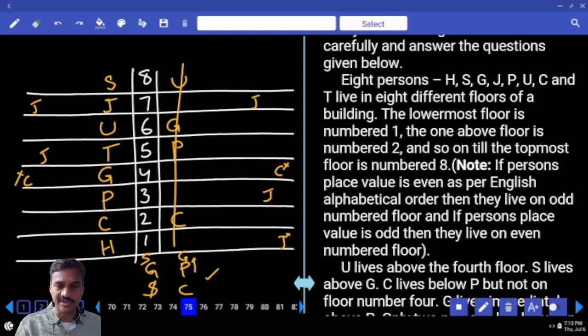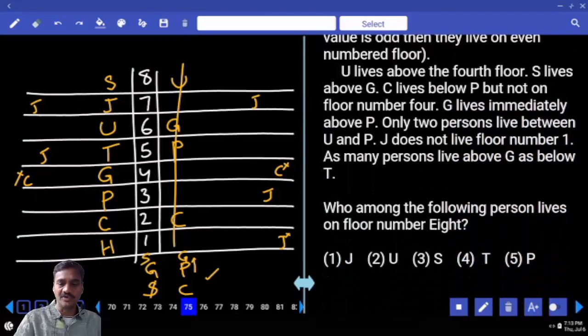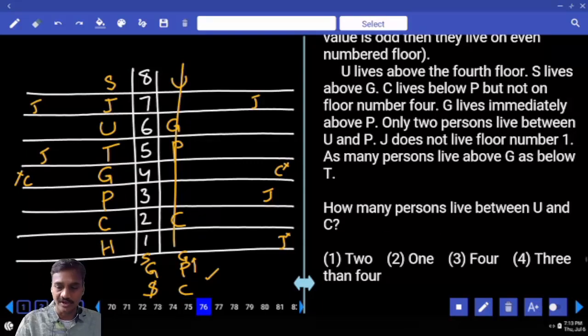Then next, coming back to this. Question 75: who among the following persons lives on floor number 8? Now on floor number 8, who is that person here? Yes, that is choice 3, 75. And how many persons live between U and C? Now in between U and C, there are only 3 people, choice 4, question number 76.